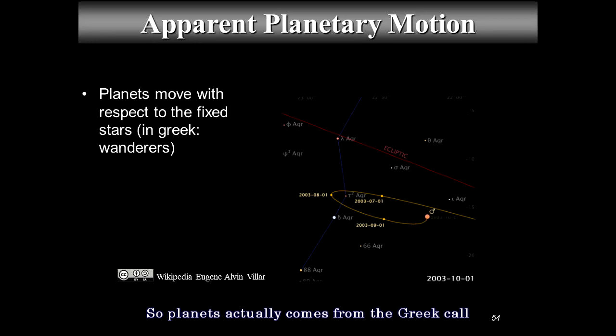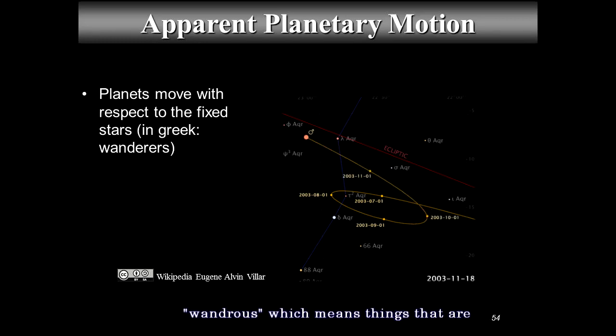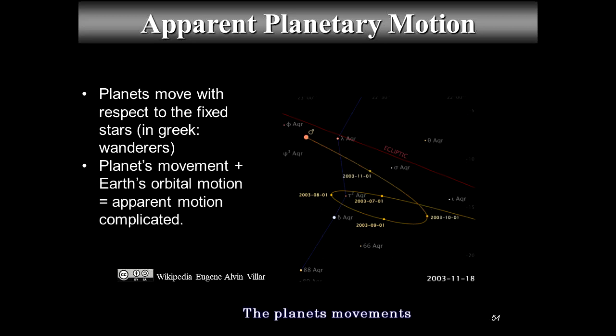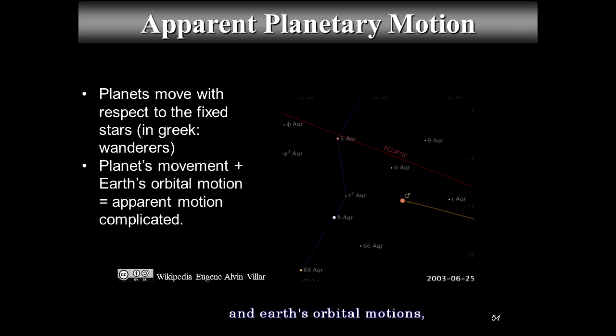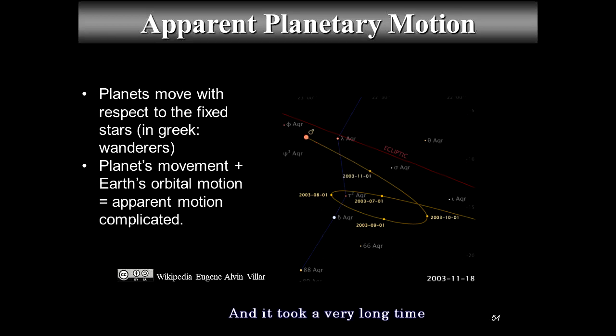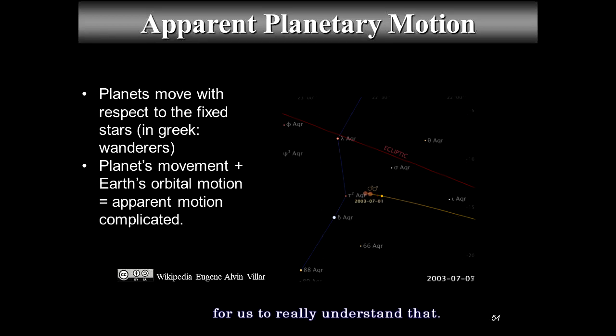The word planet comes from the Greeks, who called them wanderers. That means things that are not going on straight lines. The planets move with respect to the fixed stars, and they don't move like the sun. The planets' movements are due to the fact that Earth is turning around the sun as well, which explains this apparent very complicated motion. And it took a very, very long time for us to understand that.